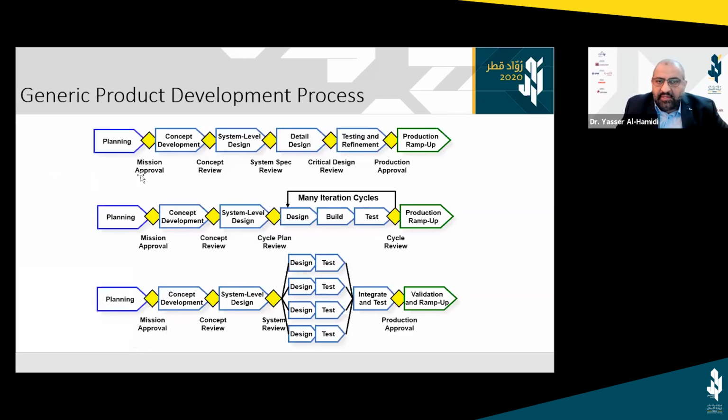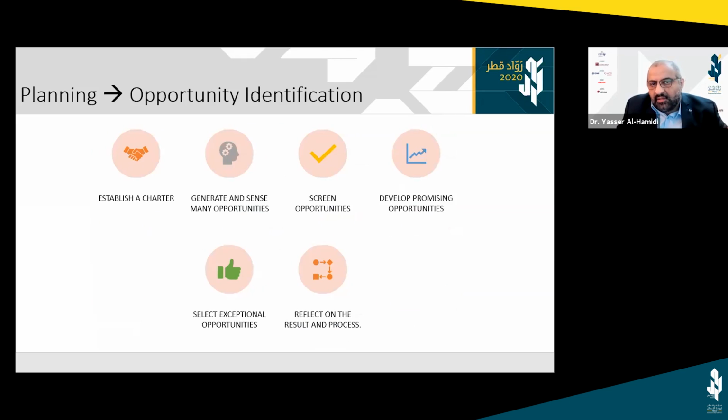I forgot to mention that the generic development process starts with the planning phase. And the most important part of the planning phase is to be able to identify the market opportunity. There is a way, and there's always a process, to make sure that you do this successfully. You need to follow it to be able to identify an idea which would be really successful to be offered to the market.